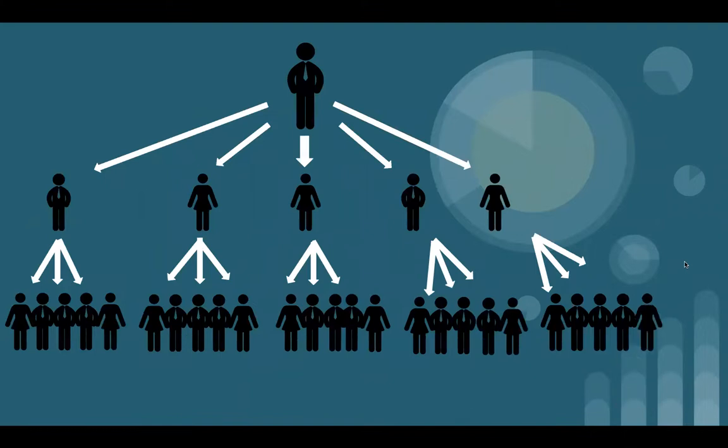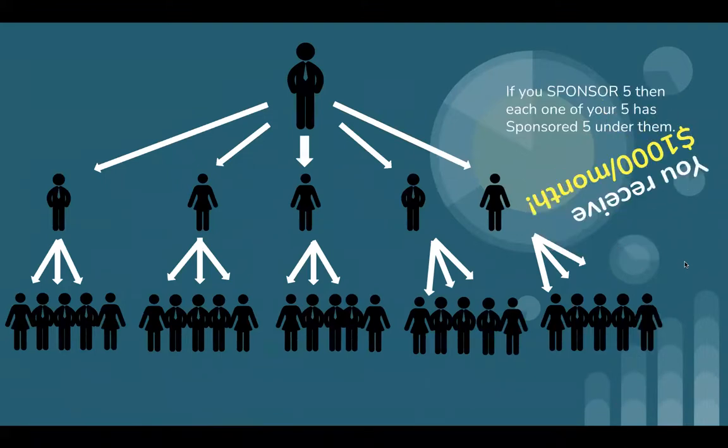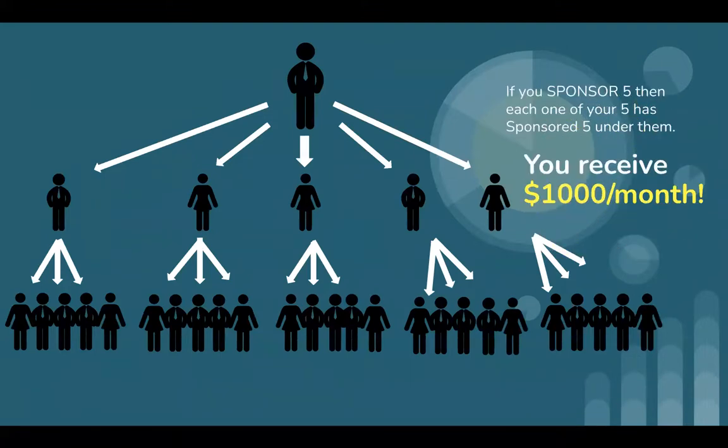So then the next step is here. Look what happened. On your second level, instead of having 3, your first level got 2 more. So now here it is. It's very simple. You have 5 people you've personally sponsored. What did they do? They each went and got 5 themselves. You have a total of 30 people in your business.